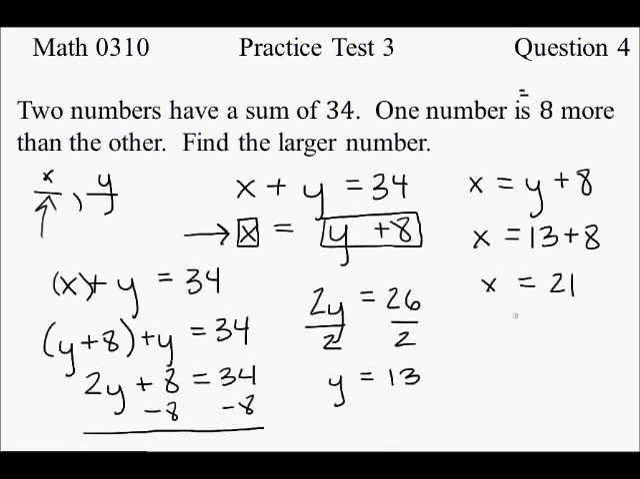So we have x is 21, we have y is 13. The question says ultimately they want us to find the larger number here. So between 21 and 13, x is the larger number. So x is 21, and that is answer choice E.